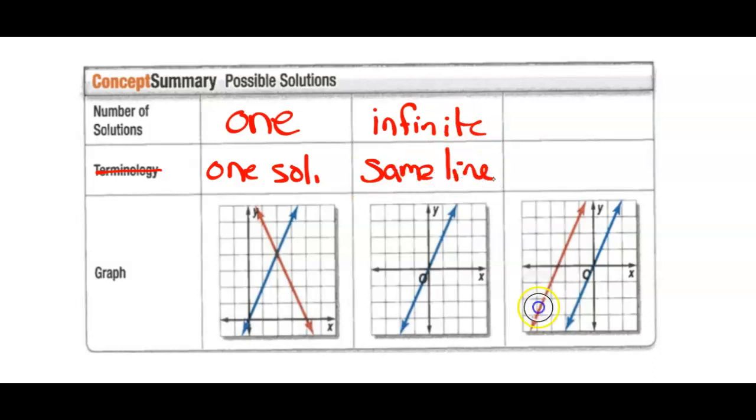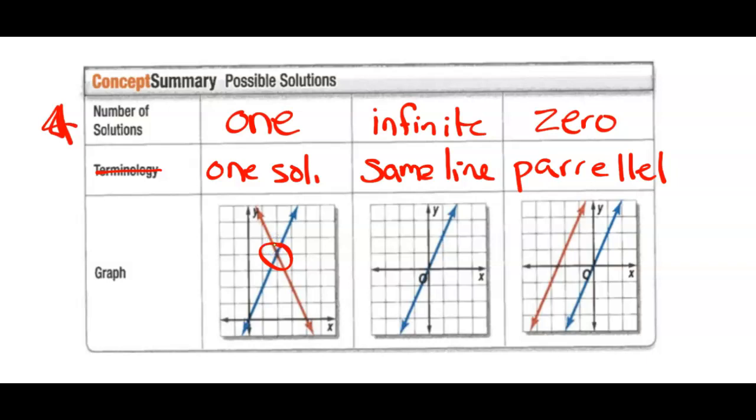Here, because these lines are parallel, I have 0 solutions. So those are our options. One solution, infinite solutions, or 0 solutions. You could use the number 1 or the word one. I don't care. When you're asked number of solutions, that's great. But if you have a solution, like right here, you have to indicate what that solution is.